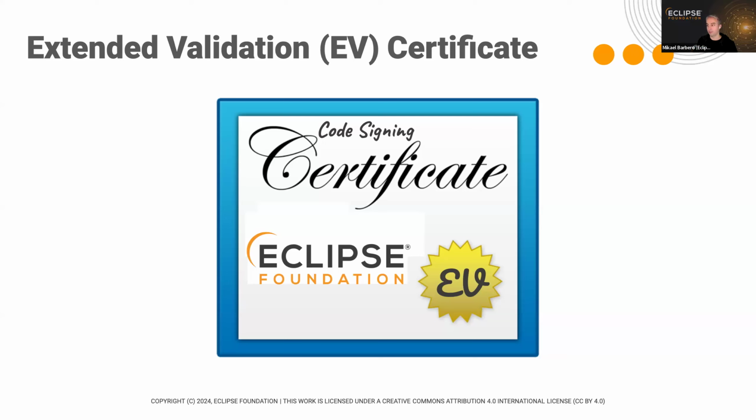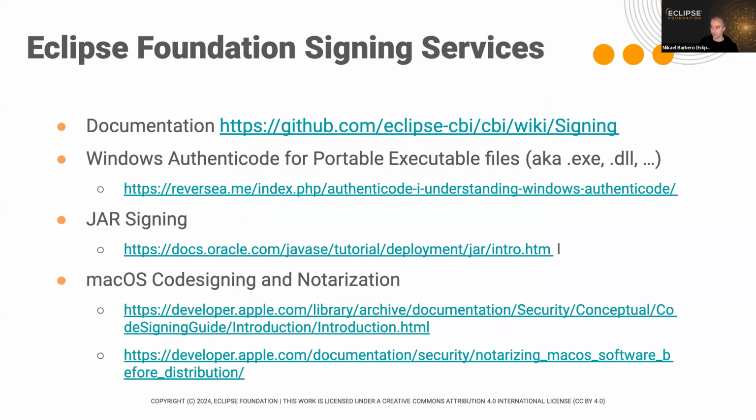Extended validation means that the certificate is issued to the Eclipse Foundation organization, but the certificate authority, in this case DigiCert, does a lot of background checks to verify that we are who we say we are. So we have to provide a lot of information. We have phone calls and so on to get this code signing certificate. So it's a lot of manual process behind the scenes to get this properly from DigiCert.